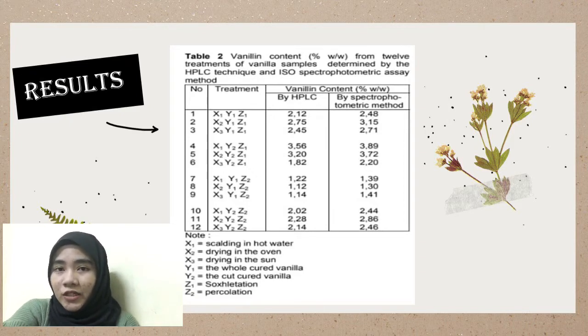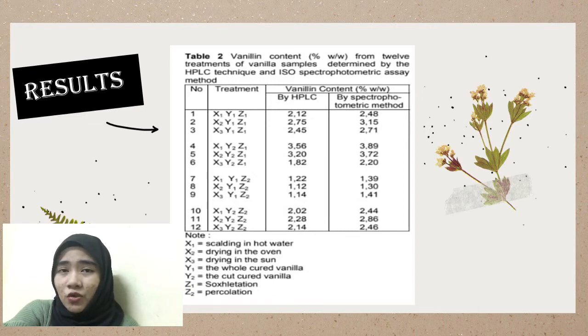For the seventh data, which is X1, Y1, Z2, HPLC gain 1.22%, while spectrophotometry gain 1.39%. And for the eighth data, which is X2, Y1, Z2, we gain 1.12% for HPLC and 1.30% by spectrophotometry. The ninth data show that X3, Y1, Z2 gain 1.14% by HPLC and 1.41% by spectrophotometry. For the tenth data, X1, Y2, Z2, we gain 2.02% from HPLC and 2.44% for spectrophotometry.